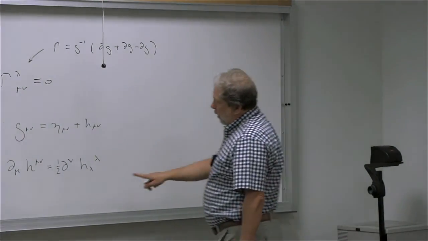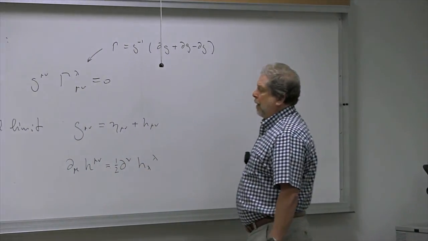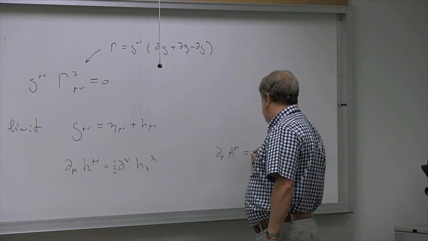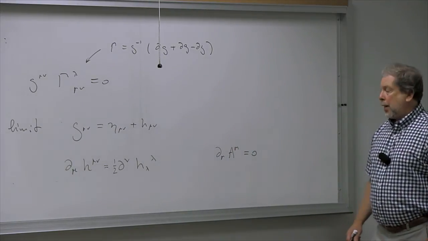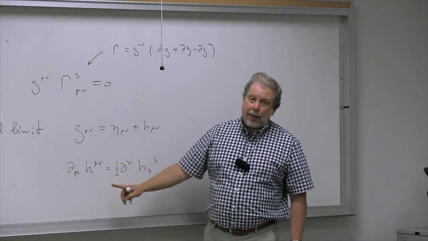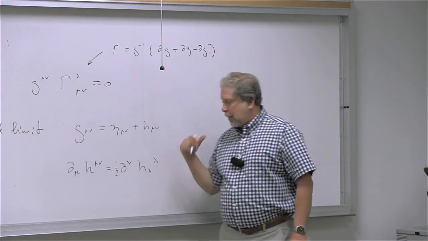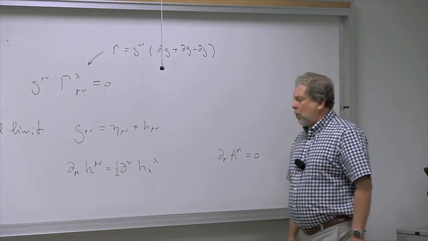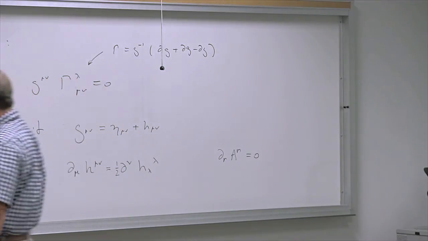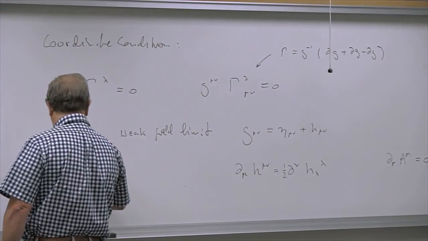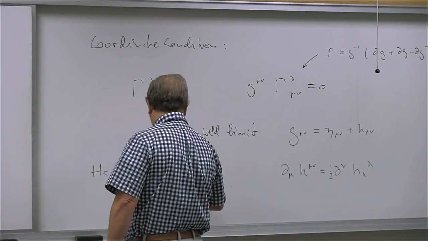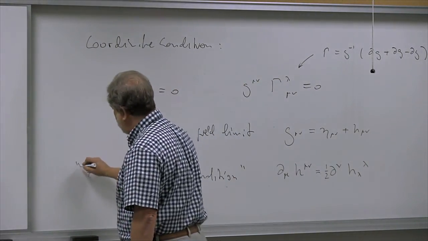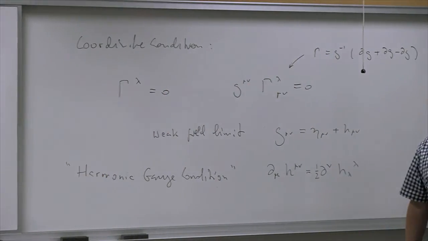So, of course, it looks a little bit like the condition we have in electromagnetism, which is d mu a mu, or d alpha a alpha is equal to 0. It looks a little bit like that, but not quite, because we have a term like that part there, and then we also have one that involves the trace. So this is called a harmonic gauge condition. At first it's not obvious why it's called a harmonic gauge.